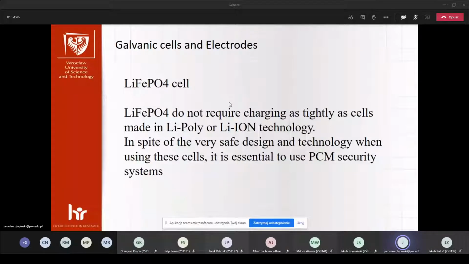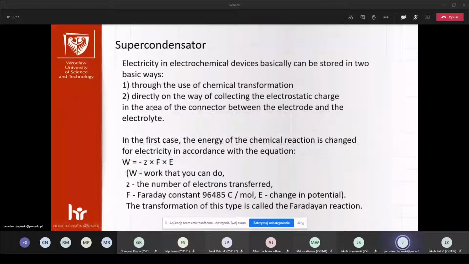But this time, we have no such strong requirements for charging. So we can charge it in any way we want, just to find out if we get the voltages on the batteries, and we do not need the PCM system, because it is not necessary to use this system.